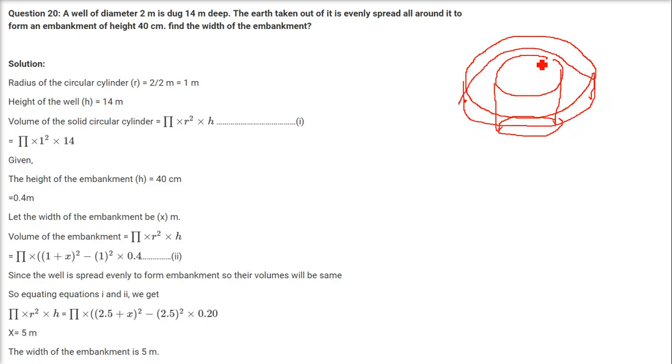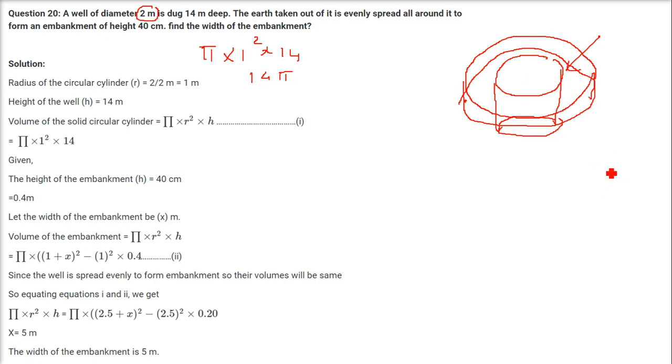Okay. So what we have to do here is, the volume of the soil being dug up, we will take the volume of that. That is equal to the volume of the sand, or you can say the earth which is distributed here to form an embankment. Embankment is also a cylinder. So volume of the dug up is simply pi r square h. So pi into r. Diameter is 2 meter, so we take 1, into height 14 meter. So this is 14 pi.